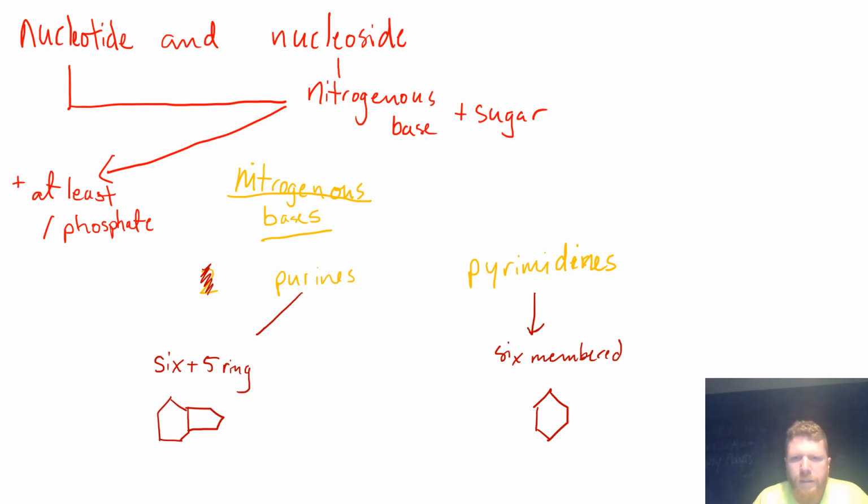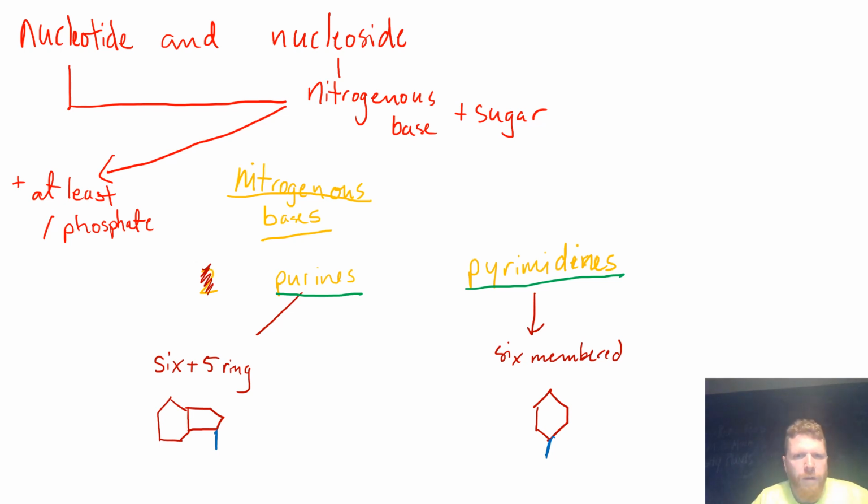Now, where do these attach to the sugar? Well, in the case of your purines, you're going to attach down here, and a pyrimidine, you're going to attach down here. Okay. Now, ultimately, though, you want to know the two different groups and overall the structure of those molecules. So these purines and pyrimidines ultimately break down into a couple of different structures.